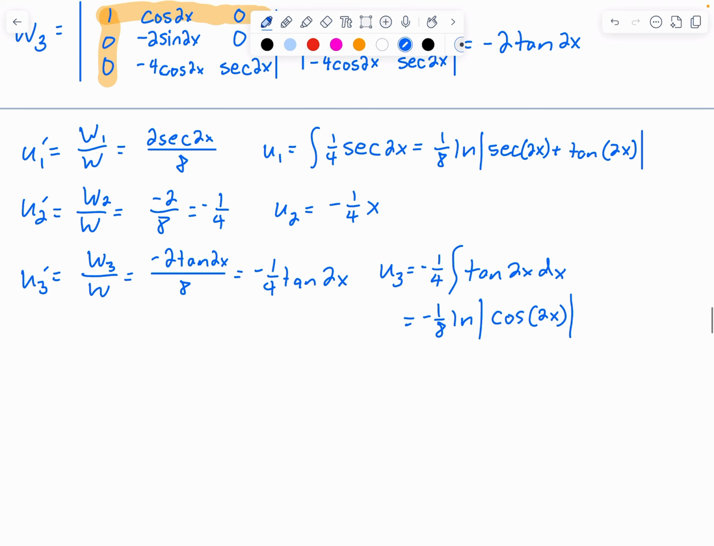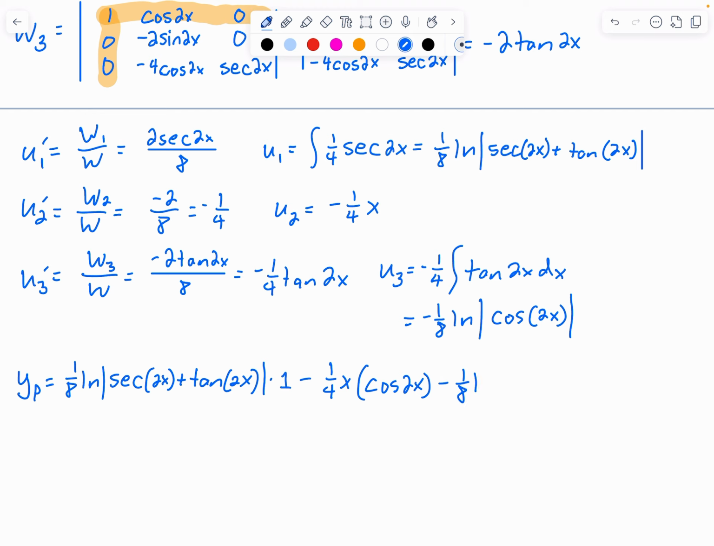All right, so I have all the u's now. So my particular solution is going to be 1/8 ln of secant 2x plus tangent 2x, and that's times the first one, which was just 1. And then minus 1/4 x times the second, which I think was just cosine 2x. And then the last thing, it's going to be minus 1/8 ln of cosine 2x times sine of 2x. Let me go make sure that those were our solutions to begin with. They were. Okay, so that's y sub p.